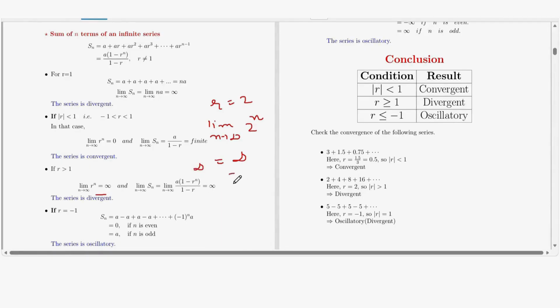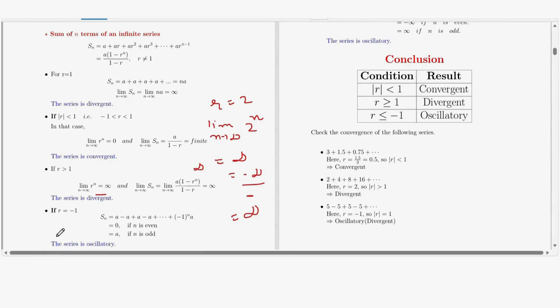1 minus infinity is what? Minus infinity upon 1 minus r. And r is what? Suppose I assume r is greater than 1. So this difference is obviously some negative number. So minus minus cancel. What do we get? Plus infinity. So the limit n tends to infinity of Sn for r greater than 1 is infinity. So that's why we conclude this series is a divergent series.